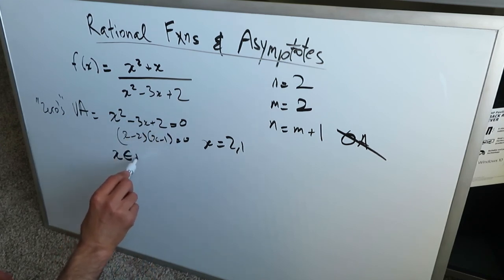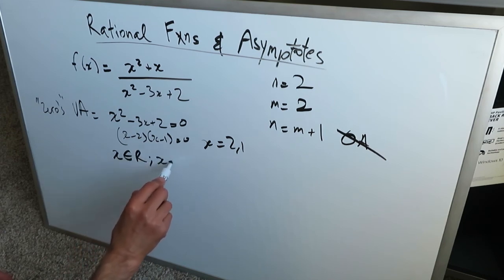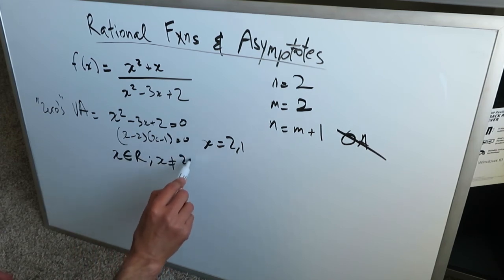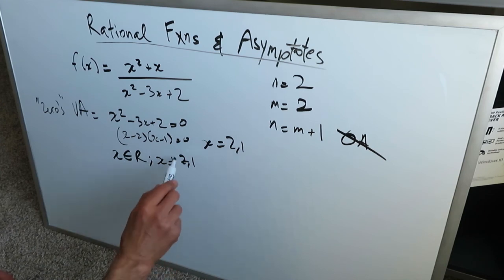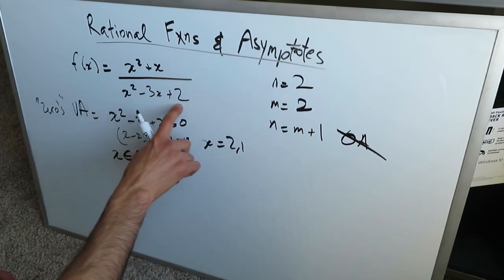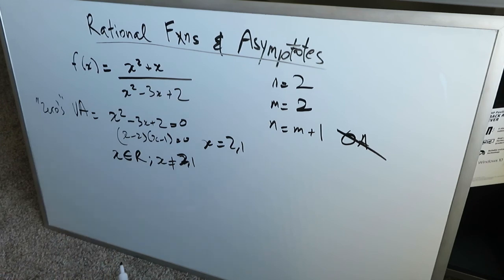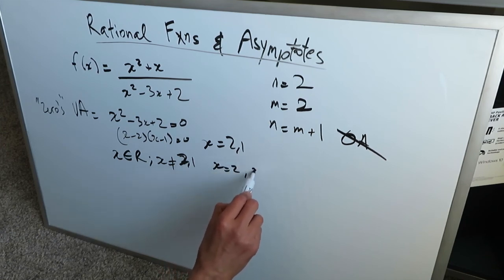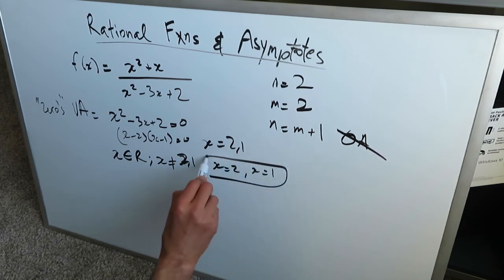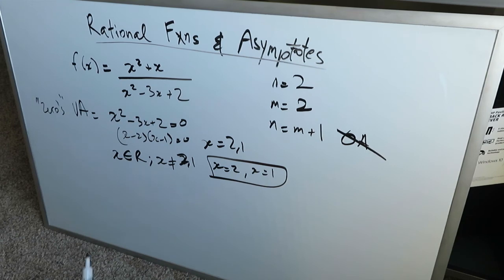Domain: x is an element of all real numbers, but x is not equal to 2 and 1, because these are vertical asymptotes. At x equals 2 and x equals 1, we'll zero out the denominator, and we'll end up with an undefined expression. So what are my actual vertical asymptotes? They are x equals 2 and x equals 1. Two vertical asymptotes. Fine, you can have multiple.